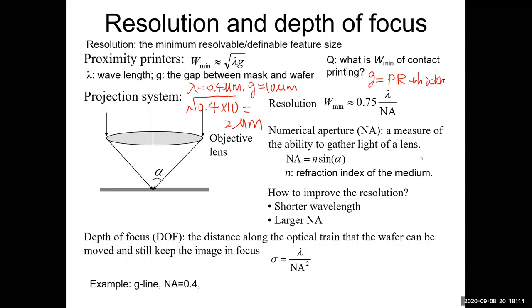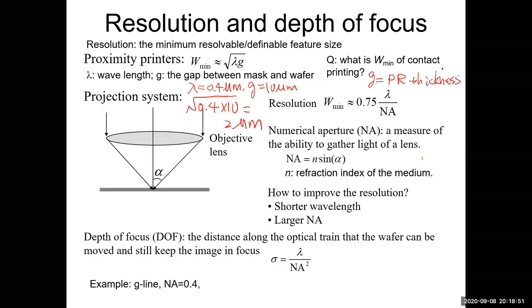It approaches 0, but it should be equal to the PR thickness, the thickness of the photoresist. Because between the mask and the silicon wafer, there is a thin photoresist layer, which can be 1 micron, 0.5 micron, something like that. So for contact printing, G should be the thickness of the photoresist.